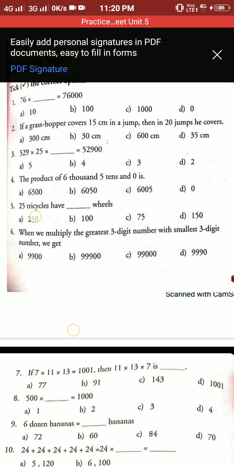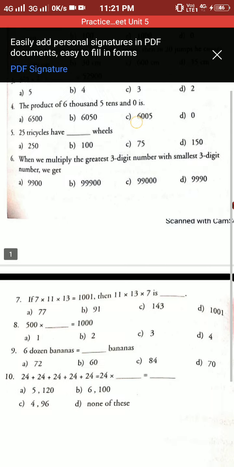A tricycle having 3 wheels. 25 tricycles have dash wheels. That means we have to multiply by 3, because a tricycle has 3 wheels. Then we need to multiply by 25 tricycles. One tricycle has 3 wheels, so we multiply by 3. 25 multiplied by 3, what is the answer? 75. Okay. You have to tick and then fill the answer.